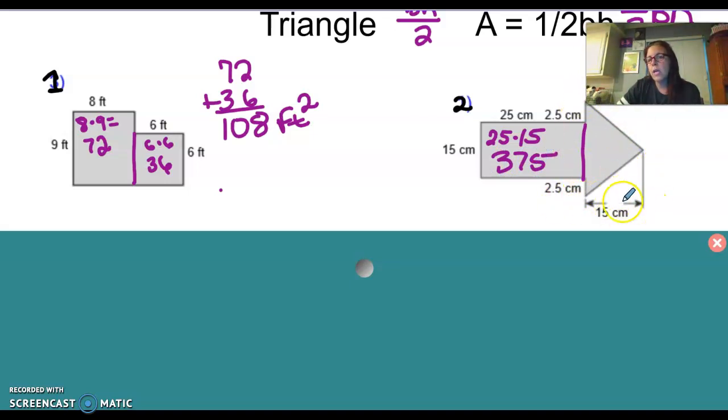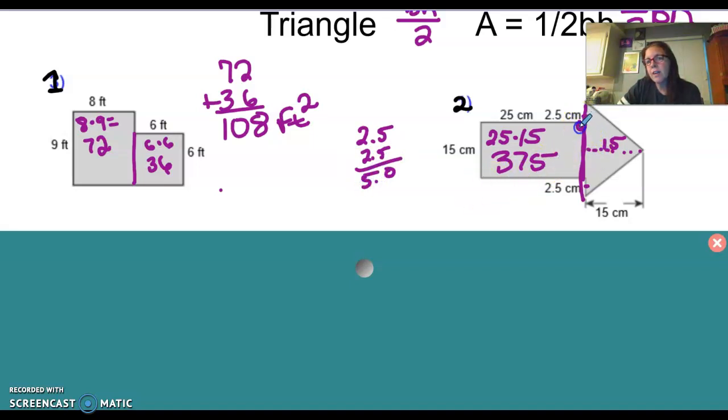All right, we know we need the base, which is right here, and we need the height. All right, because that's what's going to form the 90-degree angle. Well, we know this is 15, but how are we going to figure out what this whole base is right here? Well, we know this little part is 2.5 and this little part is 2.5. So we can add that up. 2.5 plus 2.5 is just 5.